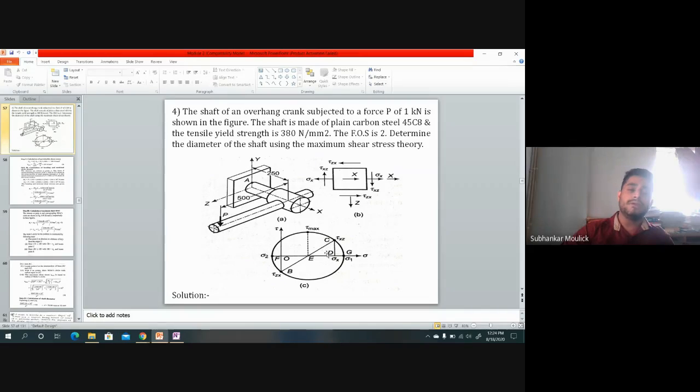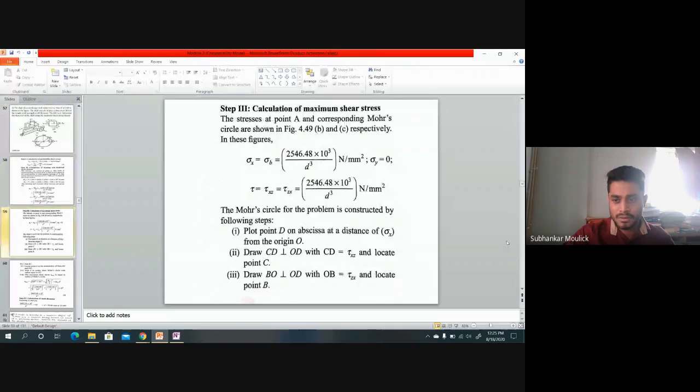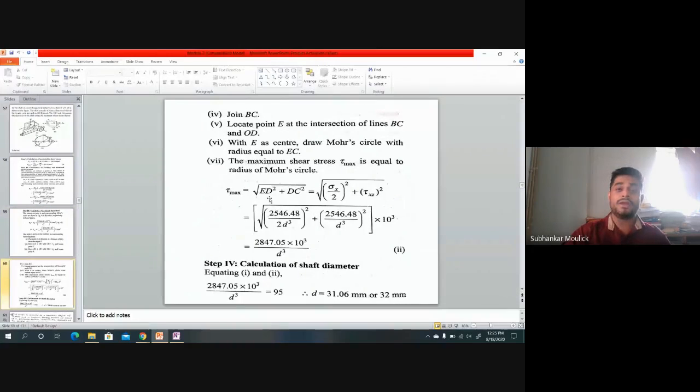EC is nothing but, if you consider this triangle ECD, by Pythagoras theorem you can write EC is equal to the square root of ED square plus DC square. What is ED? ED is nothing but half of OD. OD is your sigma x. So ED will be sigma x by 2, half. And what is CD? CD is nothing but tau xz. So EC is the square root of (sigma x by 2) whole square plus (tau xz) whole square.